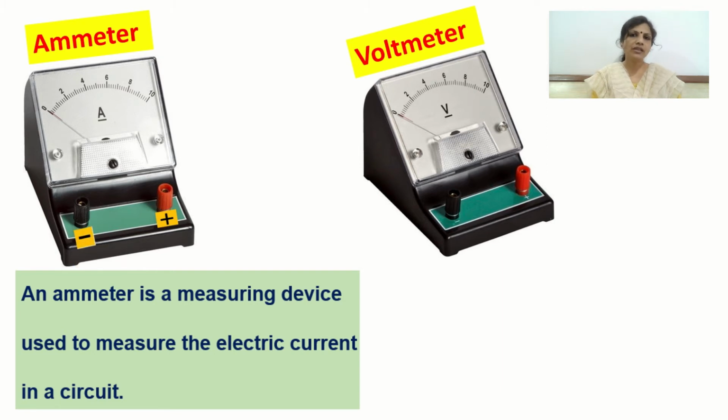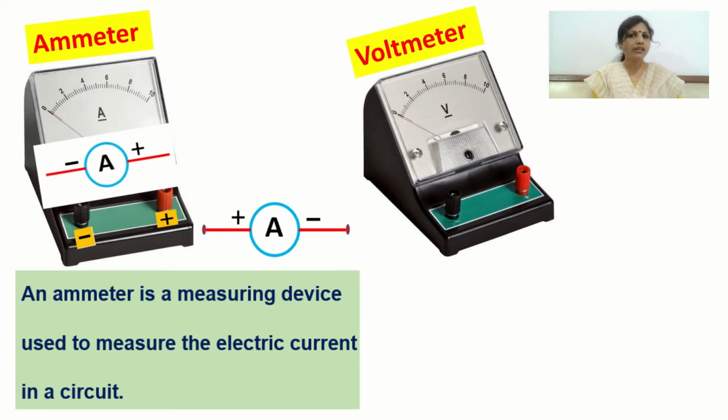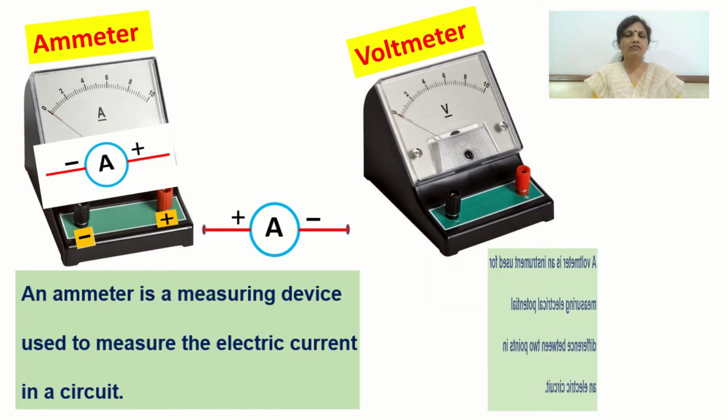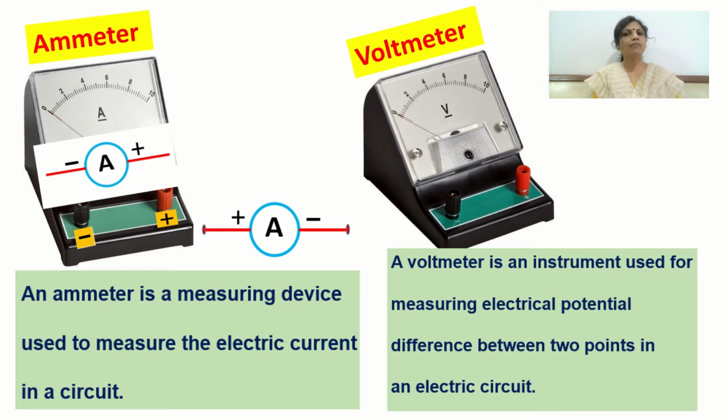When we have to show this ammeter in an electrical circuit, we have to make use of a symbol, and this is the symbol for the ammeter. According to the polarity which is shown here on an ammeter, we will make a symbol in this manner. When we discussed potential difference, we also discussed a device called a voltmeter, and a voltmeter is a device which is used to measure electric potential difference between 2 points in an electrical circuit.